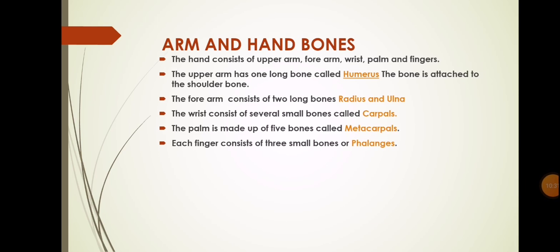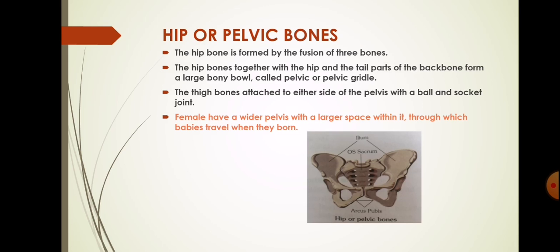Means we can say that this pelvic girdle is attached to the thigh bone on either side with a ball and socket joint. If we talk about the pelvic bone, females have a wider pelvic bone, and it has a large space within it. Because of that only the babies can easily travel when they are born, because of that large space.